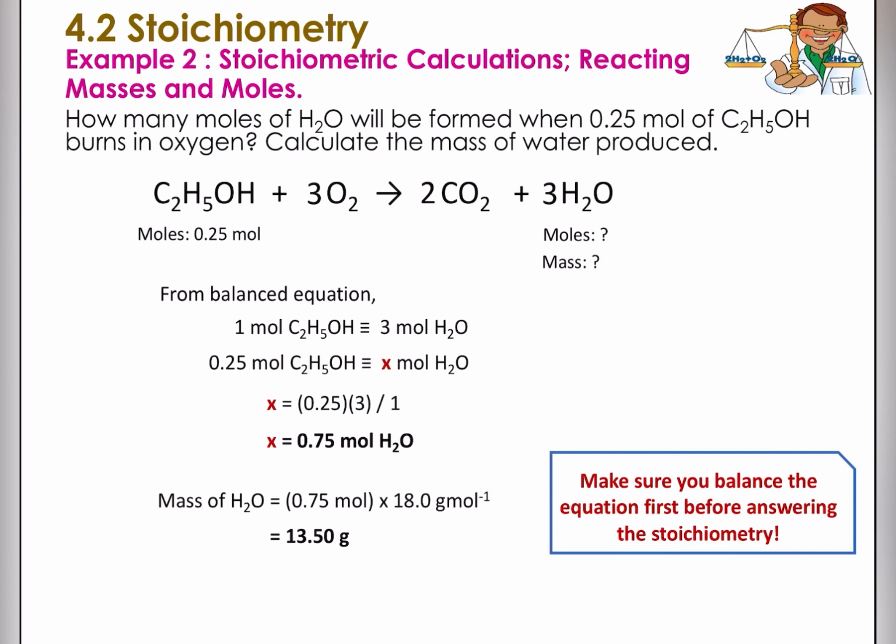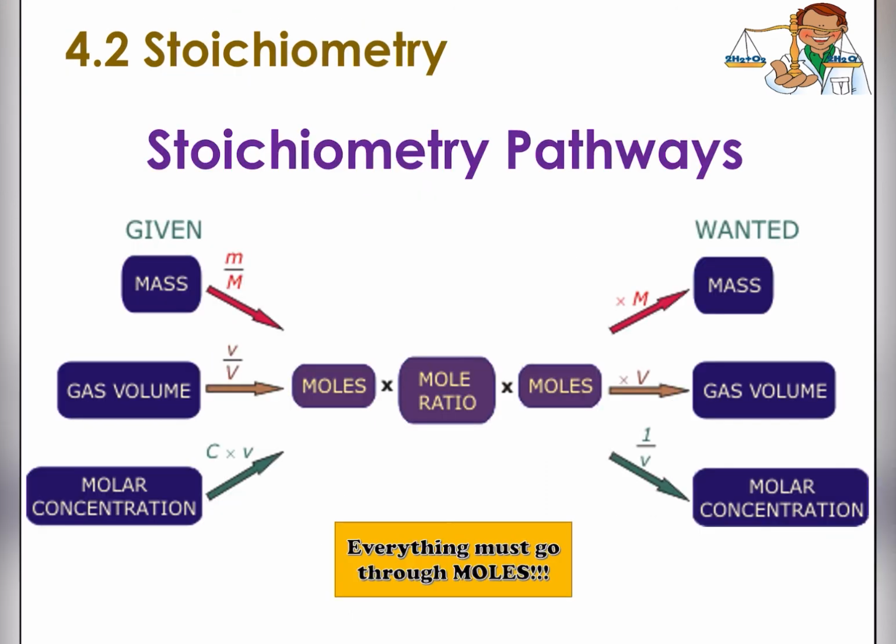Dan basically bila kita buat stoichiometry, benda pertama yang kita kena faham adalah moles. So, gunakan formula yang awak sudah belajar. So, saya ada a bit stoichiometric pathways di mana apa yang diberi dengan apa yang kita mahu cari iaitu X. Basically, kita akan belajar dalam 3 terms. Mass, gas volume dan molar concentration. Tapi, at the end of the day, kita akan compare antara mole ratio. So, everything must go through moles.